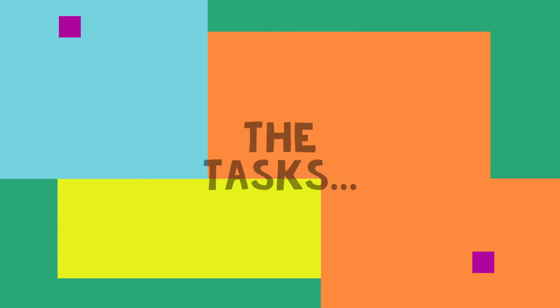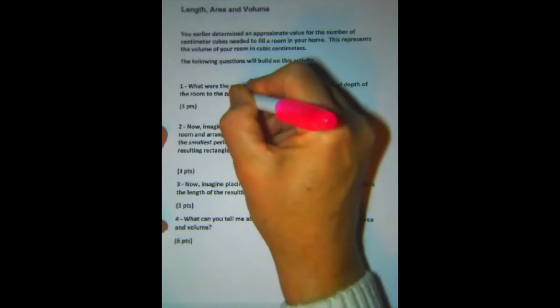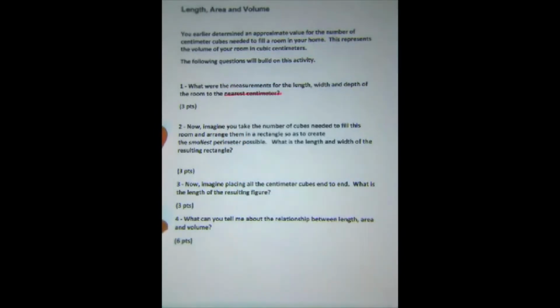So let's go ahead and first review what the assignment itself was asking for to make sure we start off on the same page. The first thing that we'll notice as we look at this is that it's asking you to round things. It says, first of all, the measurements of length, width, and depth of the room to the nearest centimeter. A lot of you kept the decimal point, and so like 28.4, well, that wouldn't be correct. You'd have to round that, wouldn't you?